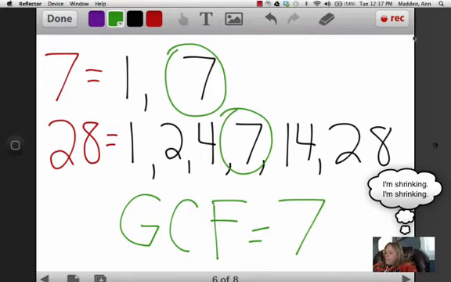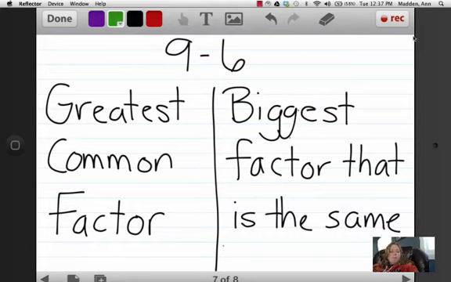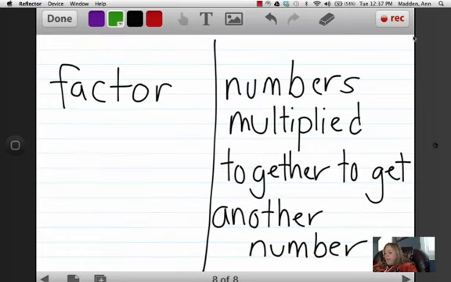Take out your notebooks, please. There are 2 quick notes for you. The first one is what a greatest common factor is. It is the biggest factor that is the same. And what's a factor again? When numbers are multiplied together to get another number.